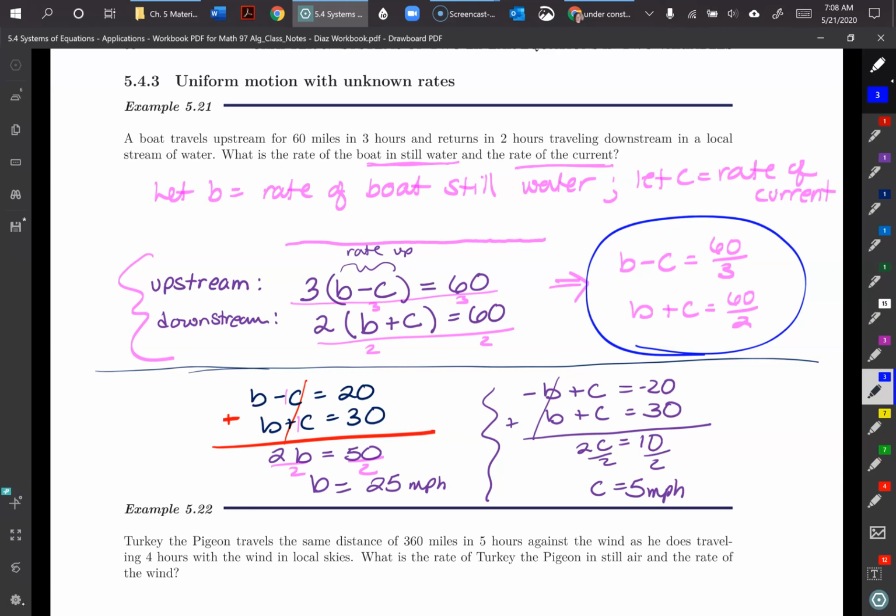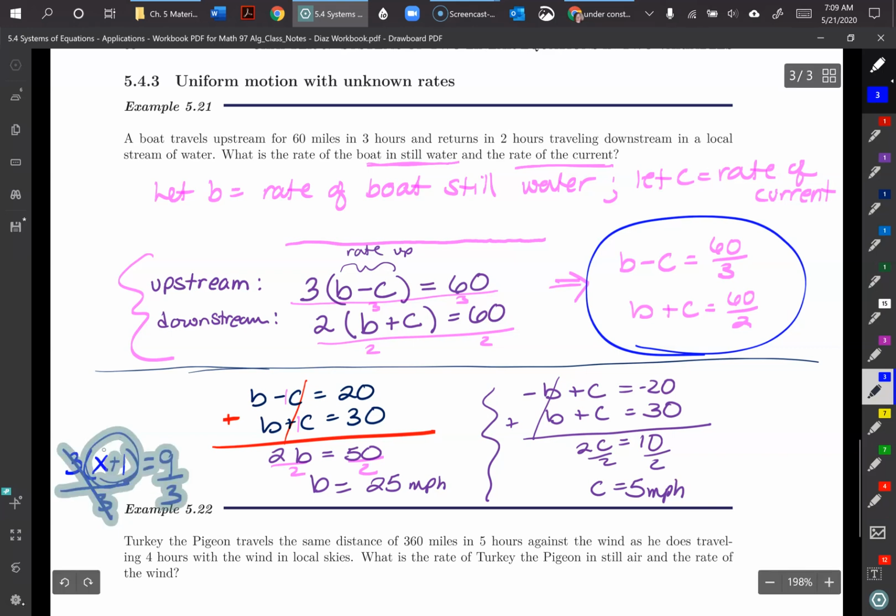If we have an expression, anytime, like 3 times x plus 1 equals 9, I can divide both sides by 3 because that's a quantity. It's a factor. I'm dividing factors with factors there. So I can do this. That's a legal thing to do.